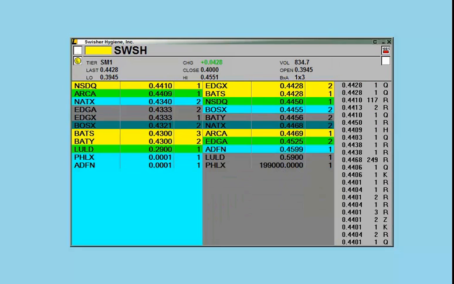Okay, so here's another one. Let me ask you this: what is the best inside bid? What is the best inside ask? If you said right here at 0.441 is the best inside bid, correct. If you said there's 2 people up at the best ask who want to sell at 0.4428, you are correct. Once again, bid equals demand. Ask equals supply.